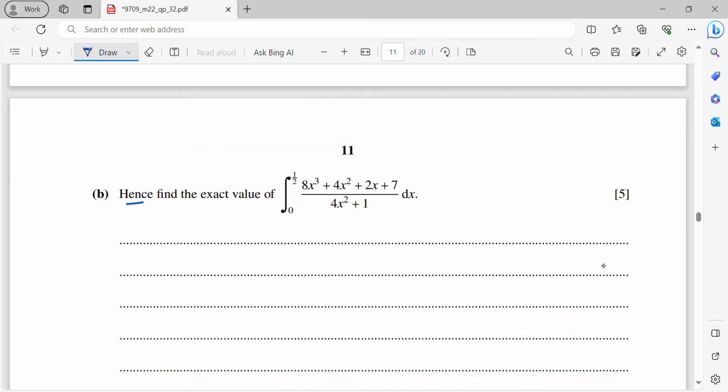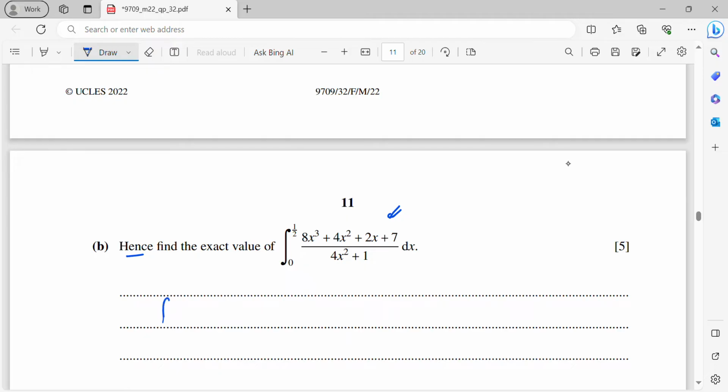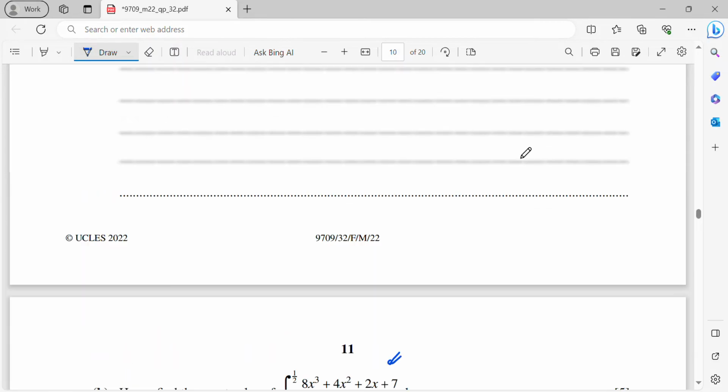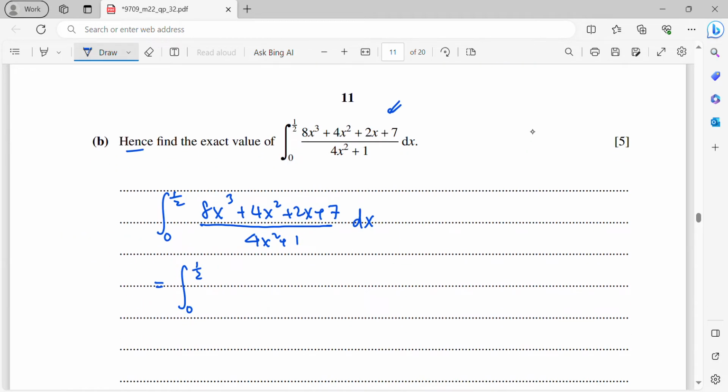Now B, hence means use the previous answer. Find the exact value of this integration. Now exactly the same, right? The polynomial divided by 4x squared plus 1. So now what I need to do is I will copy the question first. Then I will change this to the quotient and remainder. So just now we have found the quotient of 2x plus 1, remainder is 6. So here will be expressed in 2x plus 1. This is a quotient plus remainder over divisor.